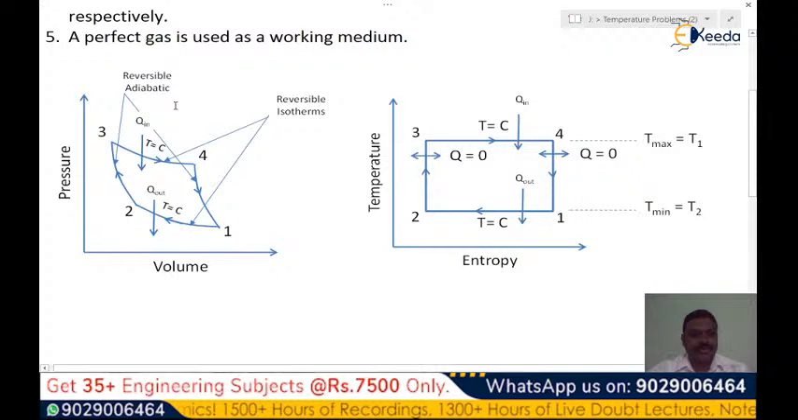Here process 1 to 2 is reversible isothermal compression, then process 2 to 3 is reversible adiabatic compression, process 3 to 4 is reversible isothermal expansion, and process 4 to 1 is reversible adiabatic expansion. Here heat is added during the isothermal process 3 to 4, which is at the higher temperature, T max, and heat is rejected from the system in the process 1 to 2 at a temperature T min, and the same thing is plotted on the temperature entropy diagram.